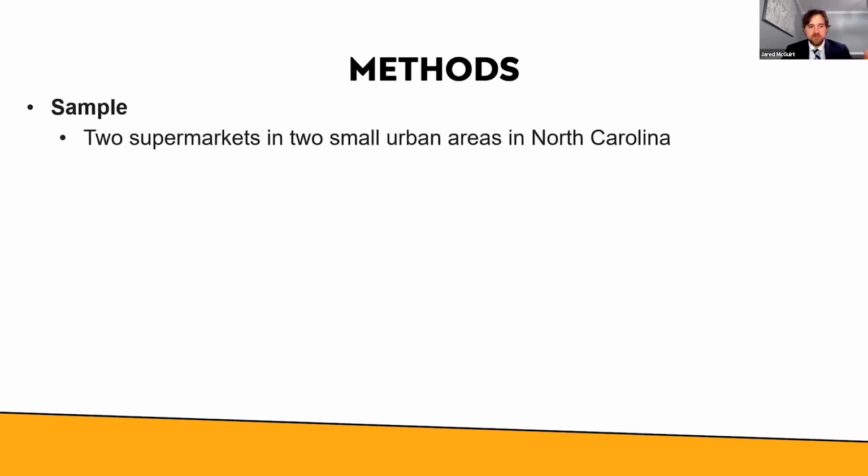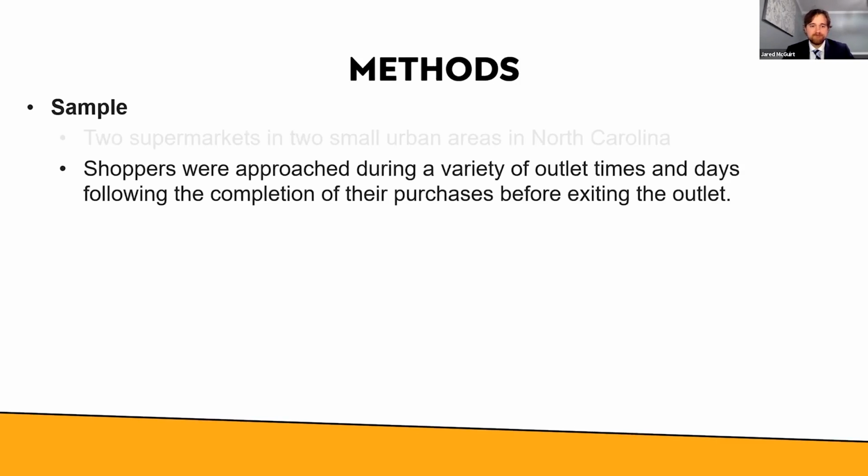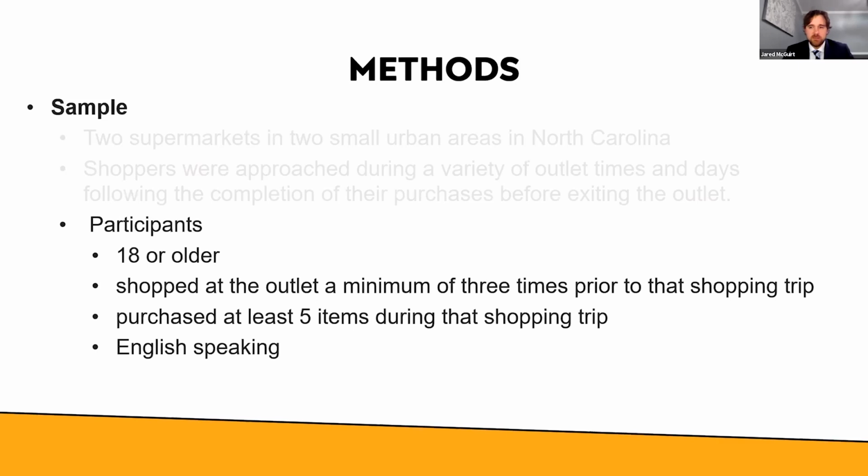So we had two supermarkets in two small urban areas in North Carolina where we recruited from. We did customer intercept surveys of shoppers. Participants were 18 or older. They were regular shoppers. We wanted to make sure that we had regular shoppers, and they were English speaking.